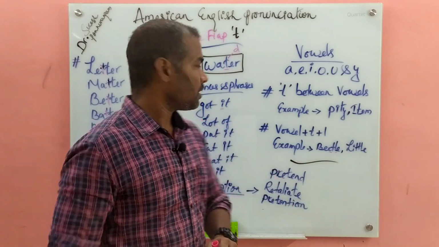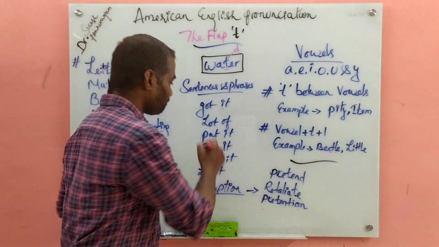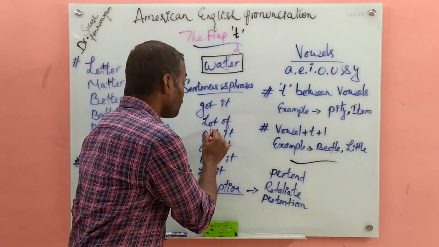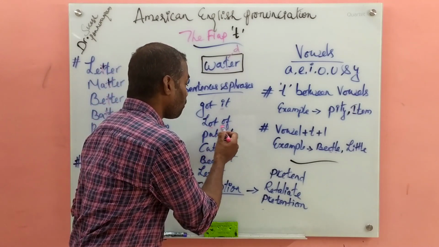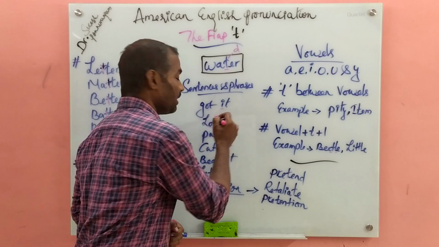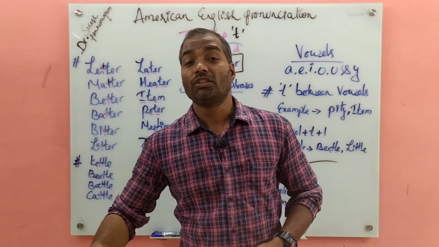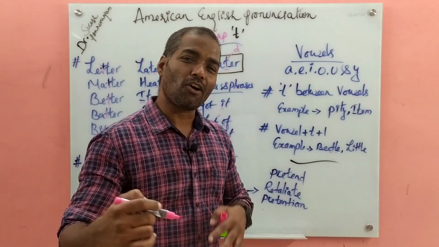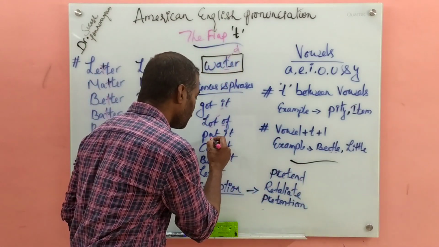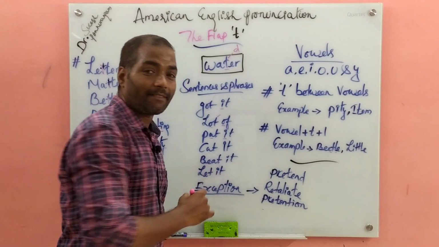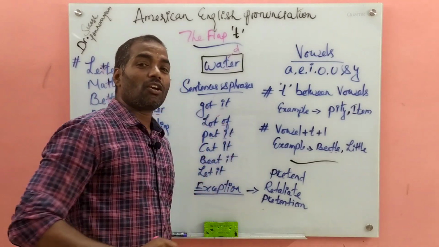Have you got it? That's it. And the second one, "lot of." You have the vowel, and the T in between. So, "a lot of people are interested in learning English." "Lot of." And then "put it": you have the U and you have the I. In between, you got the T.